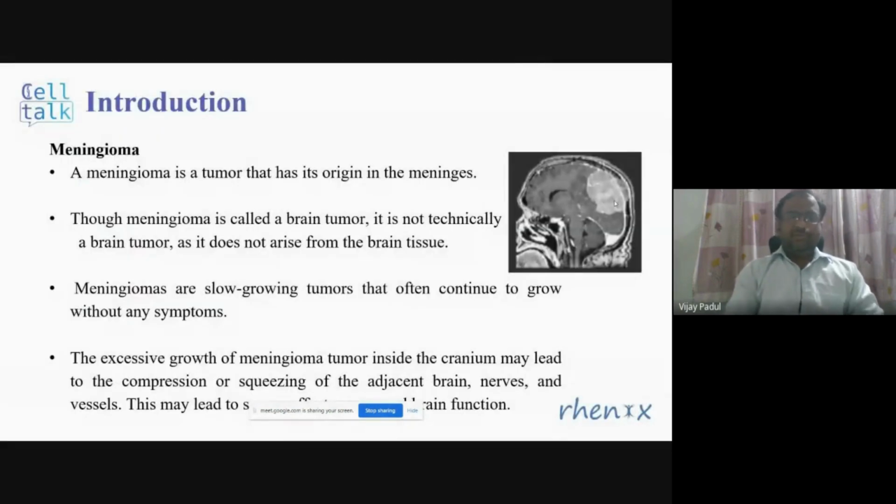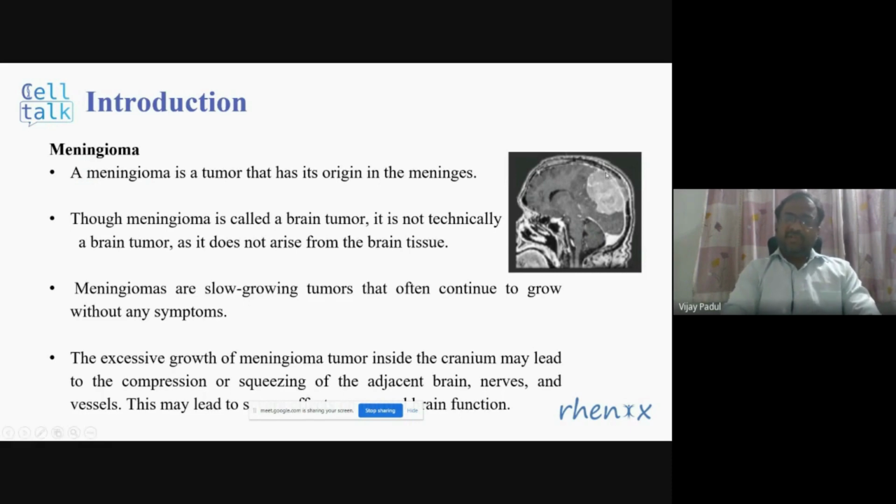The introduction. Meningioma is a tumor that has its origin in the meninges. These tumors arise from the meninges that form a protective covering around the brain inside the skull. It starts its growth there. Though it is called a brain tumor, as its origin is not the brain, it is not technically a brain tumor.